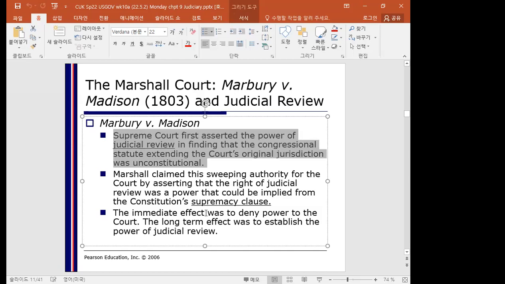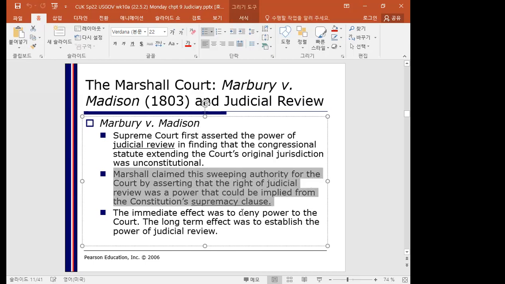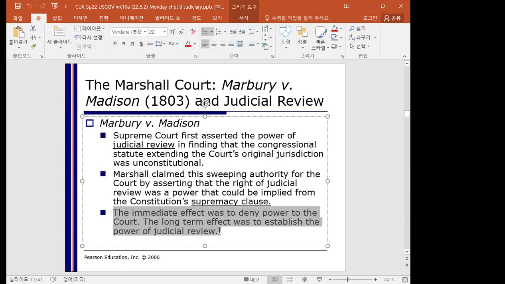And Madison liked that. He didn't like Jefferson. And so by appearing to renounce the power of the Supreme Court, he actually strengthened the power of the Supreme Court by establishing the precedent that the Supreme Court can rule on the constitutionality of congressional action. And John Marshall claimed the sweeping authority for the court by asserting that the right of judicial review was a power that could be implied from the Constitution's supremacy clause. But the immediate effect of his ruling was to deny power to the court, but the long-term effect was to establish the power of judicial review.